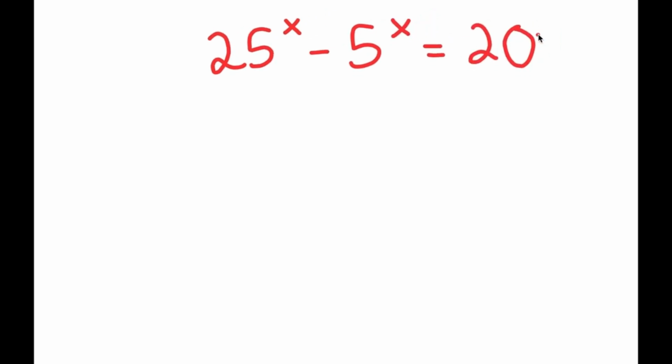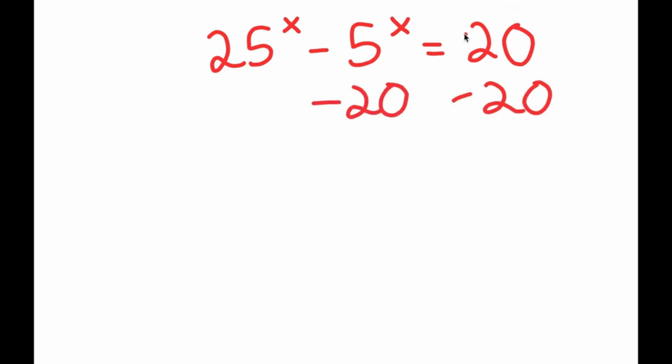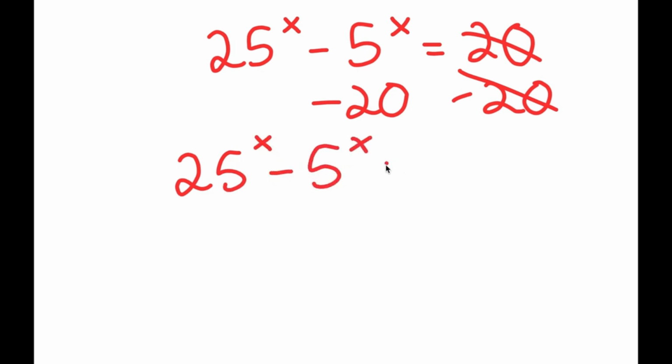Alright, so in this video, I'm going to be solving the equation 25 to the power of x minus 5 to the power of x is equal to 20. So to solve this equation, I'm going to first start by subtracting 20 on both sides. So these two cancel out, and I get 25 to the power of x minus 5 to the power of x minus 20 is equal to 0.